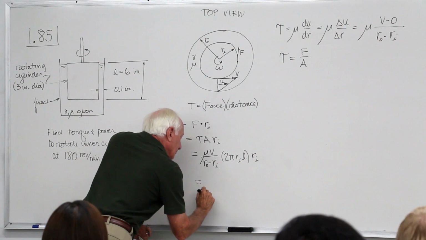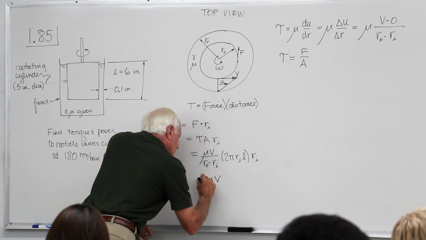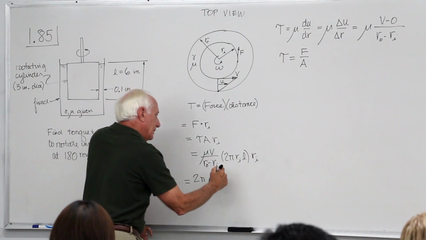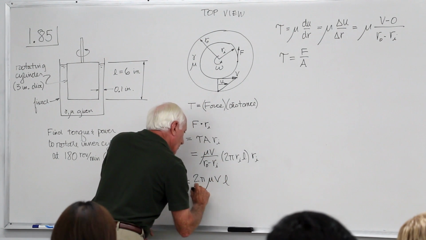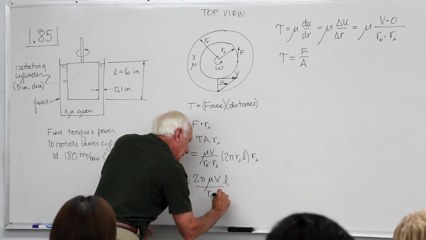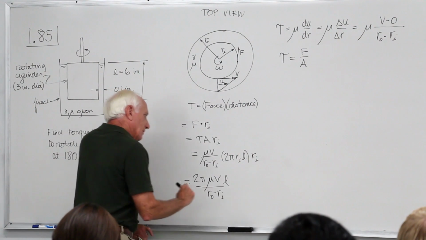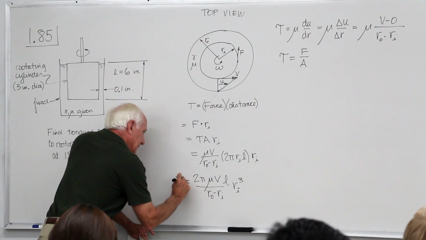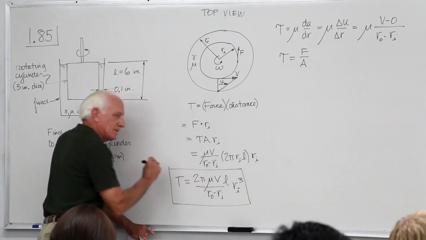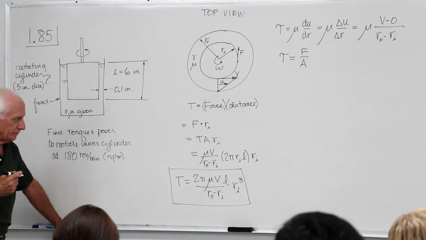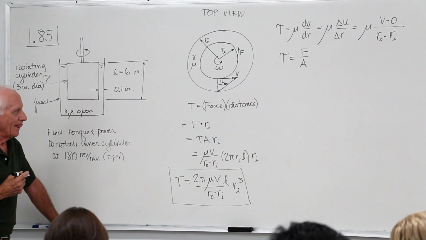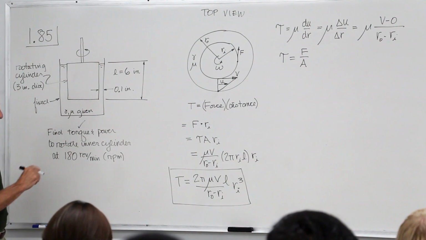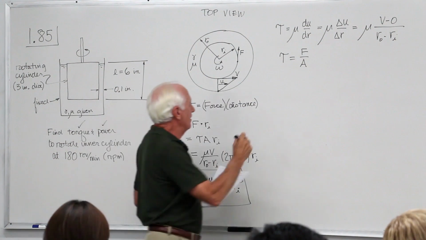So that's equal to mu V, let's put 2 pi out in front here: 2 pi mu V L over R outside minus R inside, times R inside cubed. That's the torque T. I'm not going to put the numbers in, you can do that straightforwardly. Okay. Now, that answers the first part. Find the torque. Now the power. Okay, find the power.